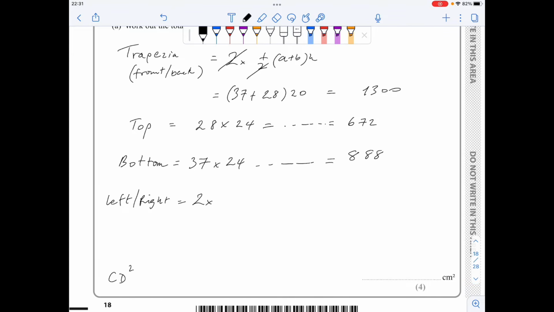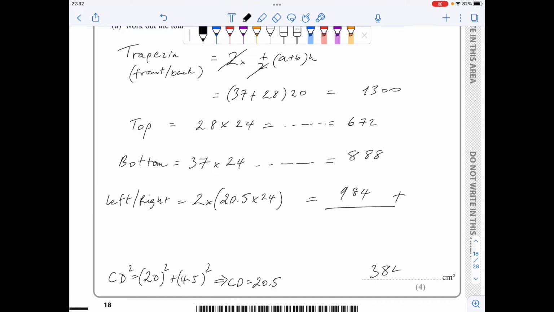CD squared is equal to 20 squared plus 4.5 squared, which means that CD is the square root of that, which comes out to be 20.5. So the area of each of those rectangles is 20.5 times 24, and this will give me 984. And if I add these 4 numbers, I will get 3,844 centimeters squared.